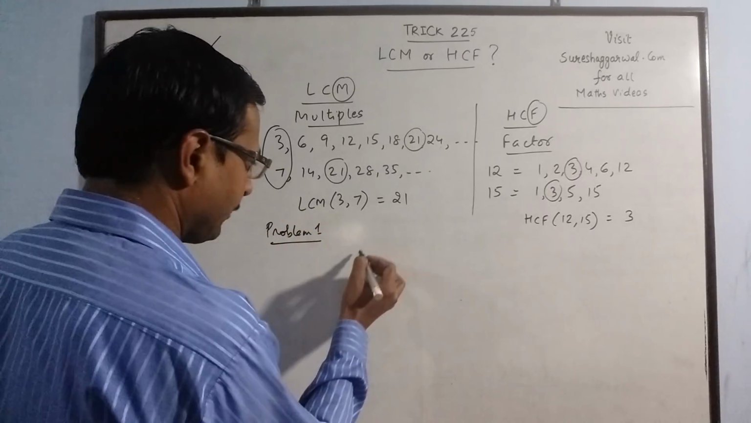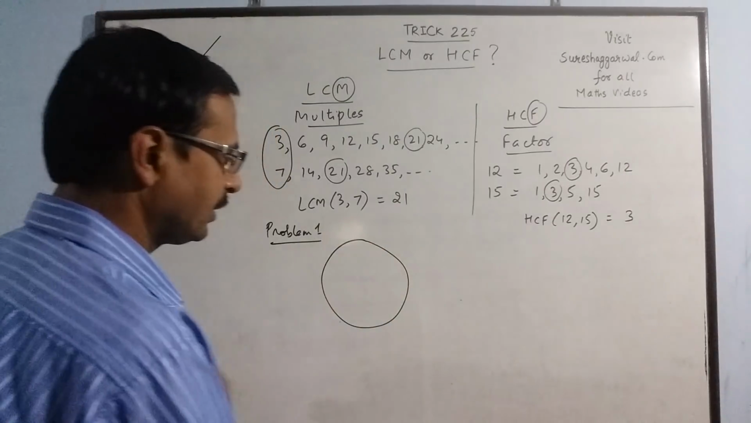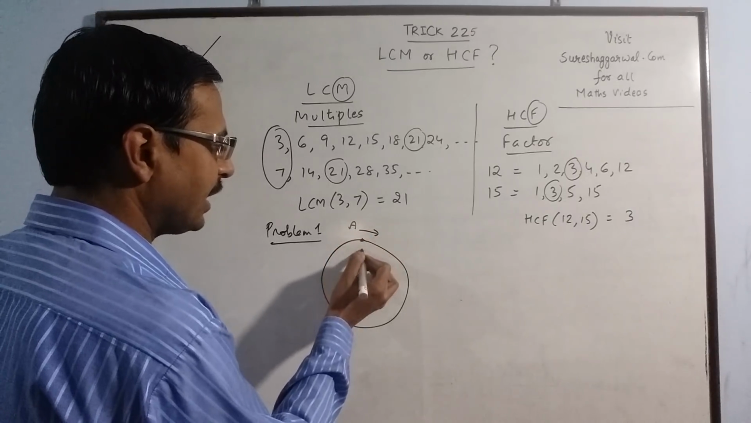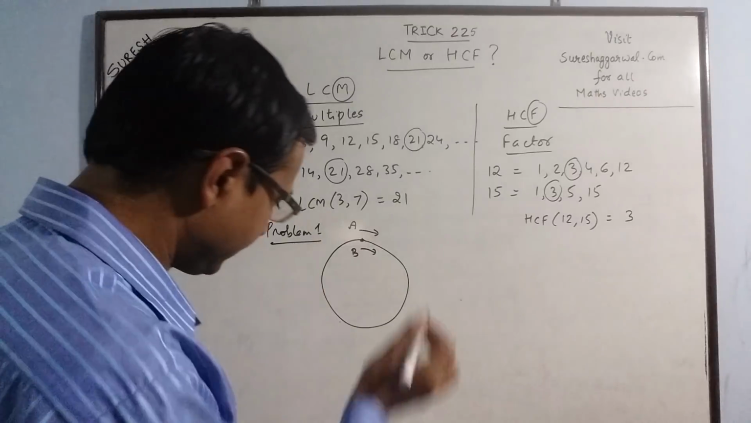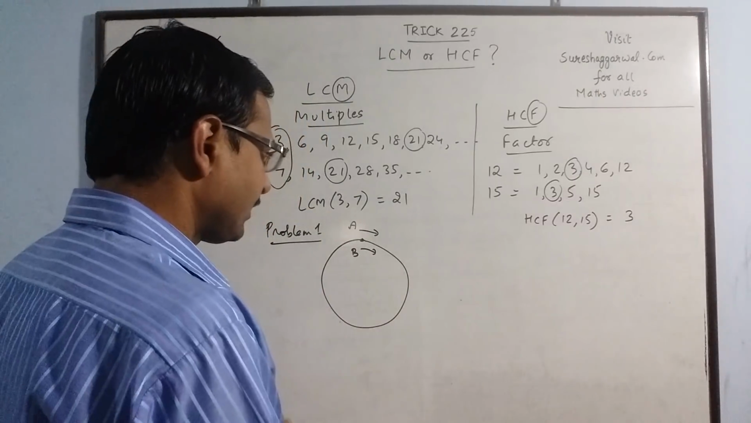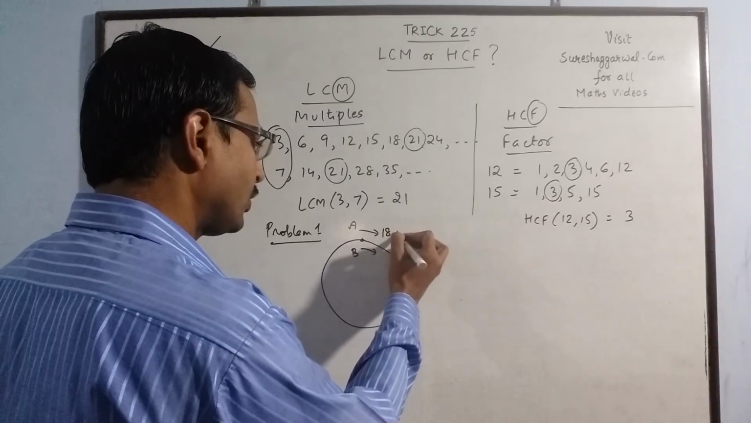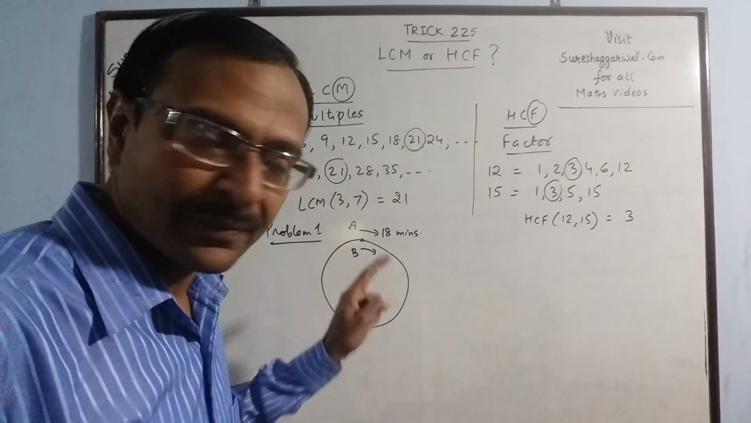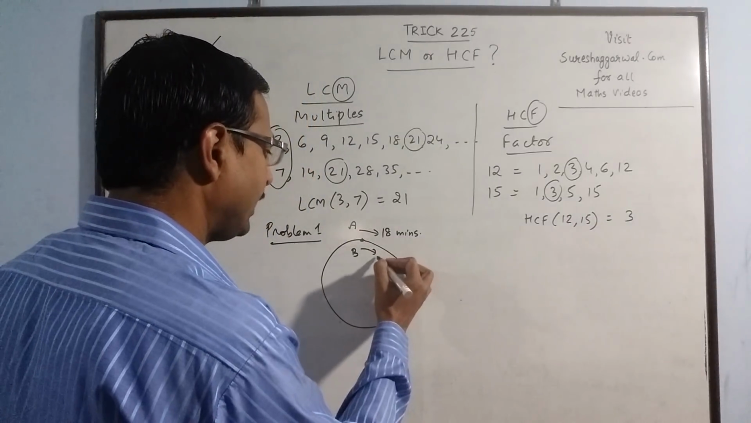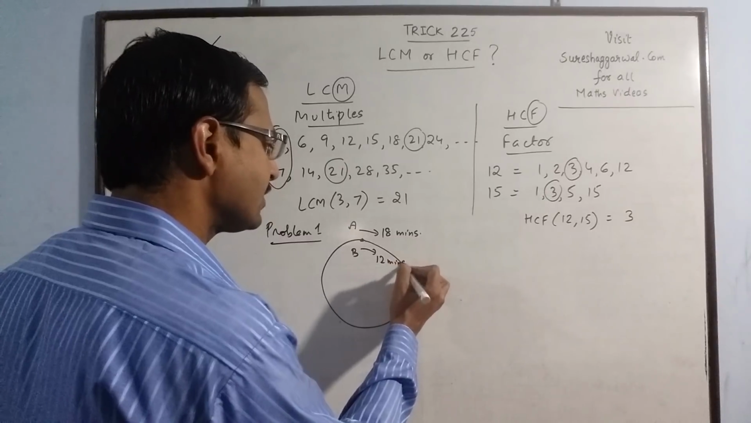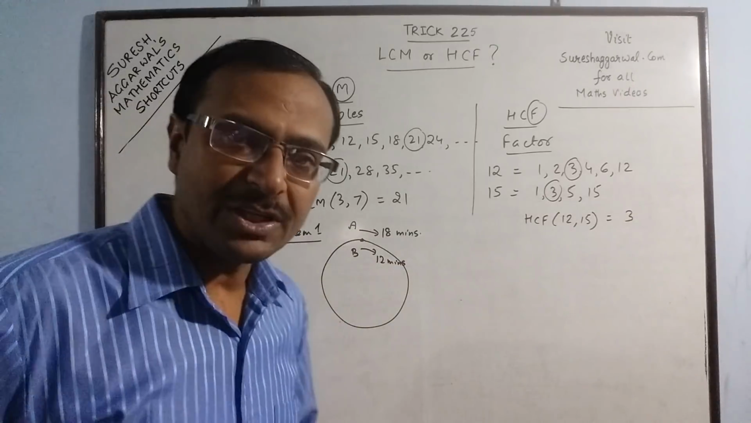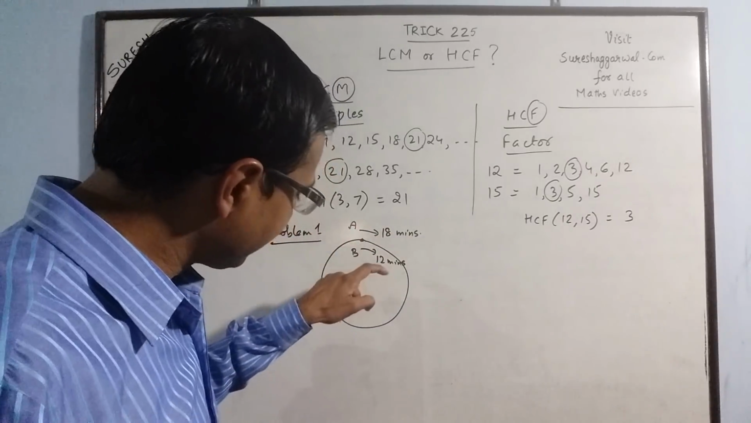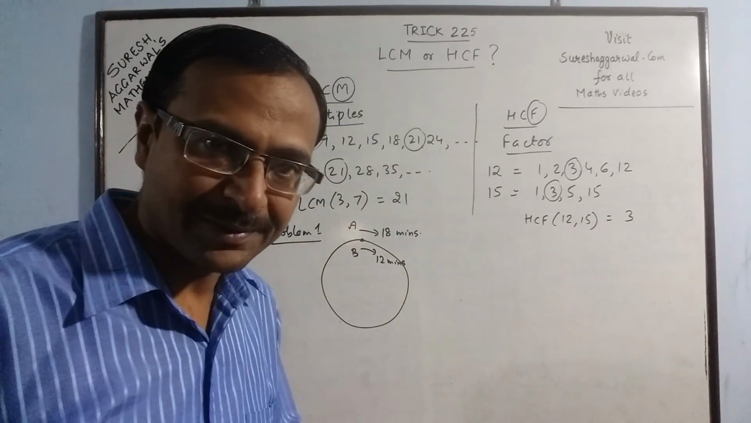Now in this problem we have a circular garden and there is a starting point from which two persons A and B are starting to move around this circular path. A is taking 18 minutes to go once around this circular path, whereas B is taking only 12 minutes to go around the circular path once. Now we need to find after how many minutes these two persons will be at the starting point together.